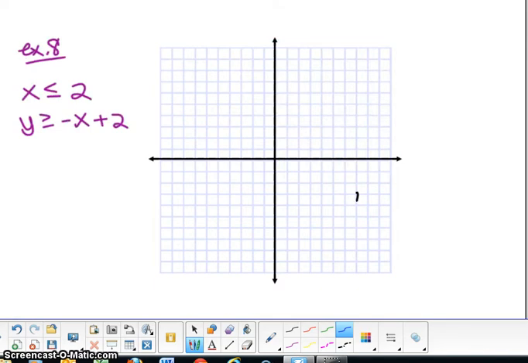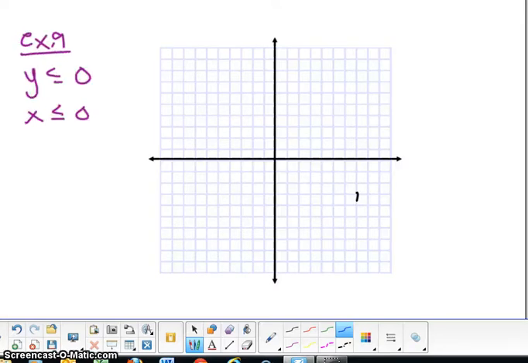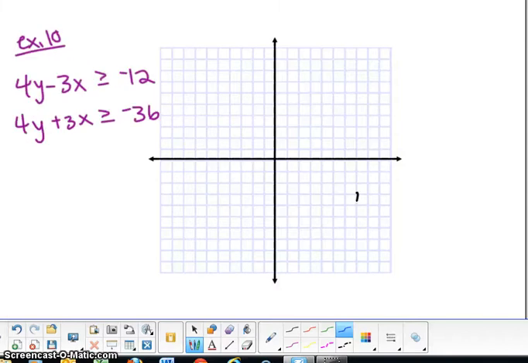Go ahead and push pause, and I want you to do that one after you're done with the lesson. Same with this one. Push pause, write those down, answer that. We're going to save these for class.